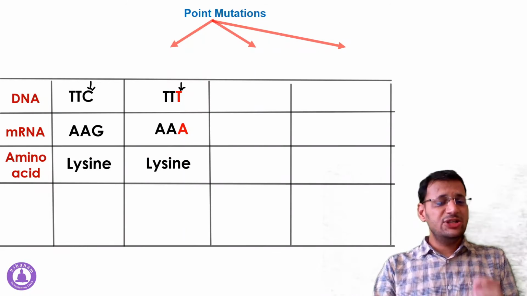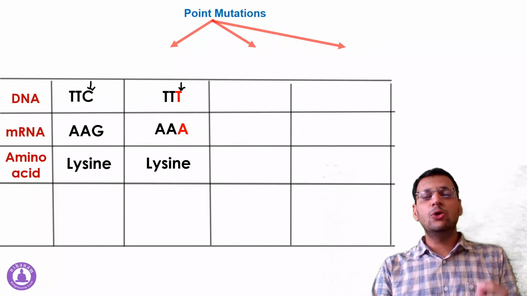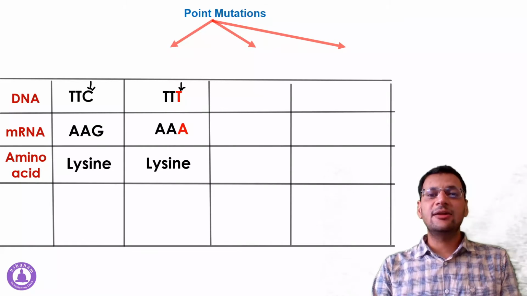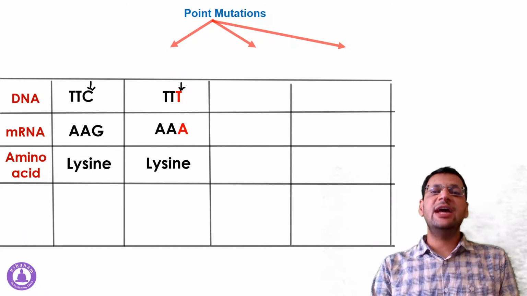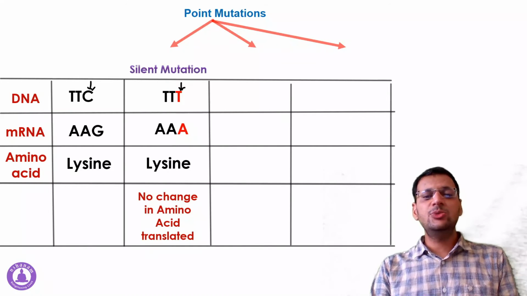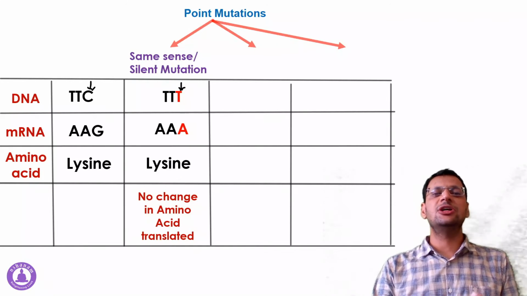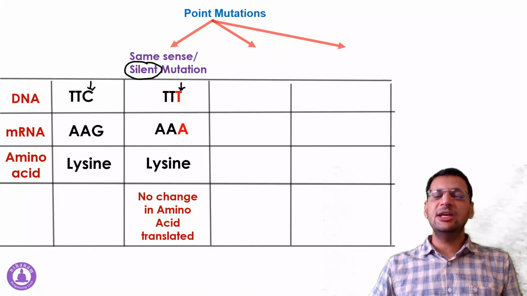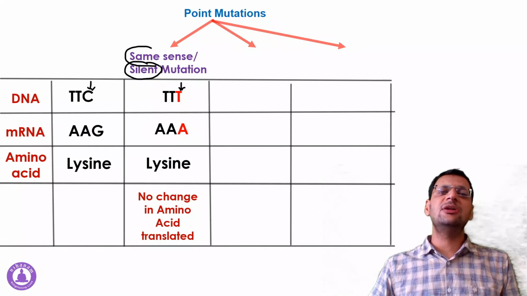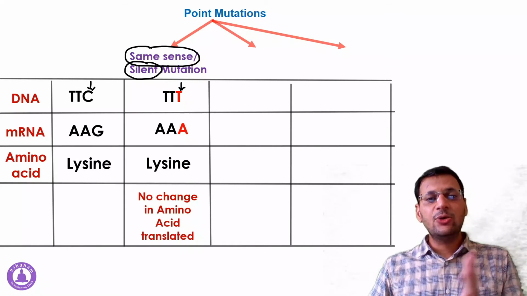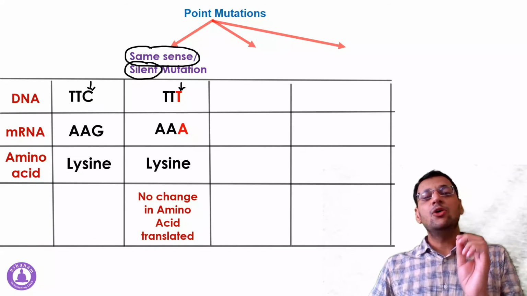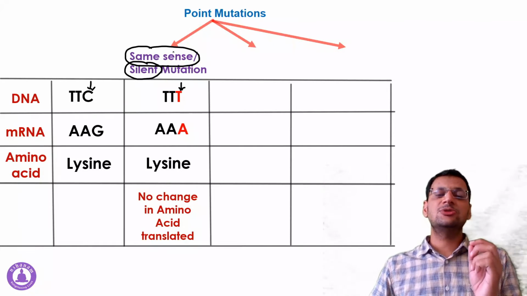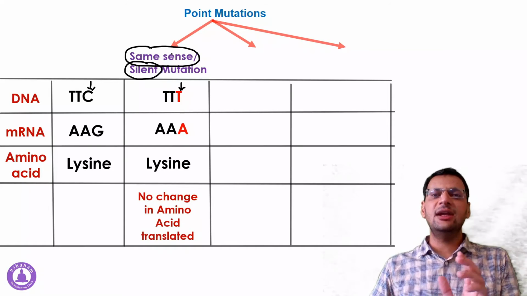So is there a change in the protein? No, there is no change in the protein. That means such mutations are silent. Such mutations will not change any phenotype. That's why these mutations are called as same sense mutation or silent mutations. Why silent mutation? Because they are not bringing any change. And why same sense mutation? Because the polypeptide sequence still has the same sense that it had earlier. Getting my point? So such mutations are called as same sense or silent mutation.